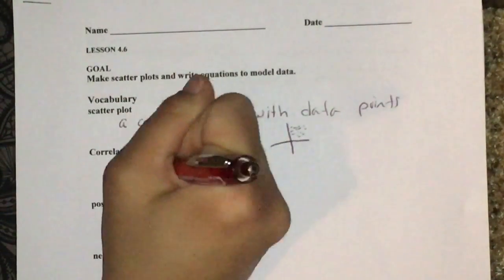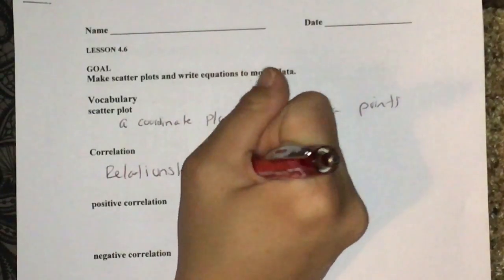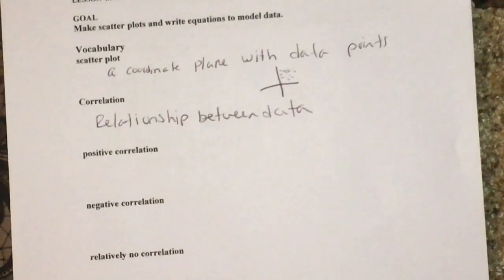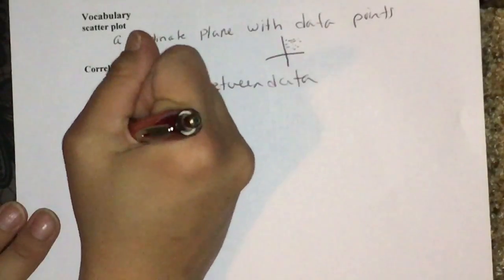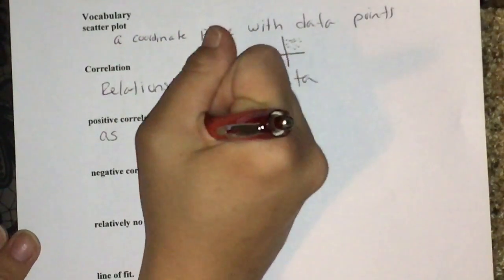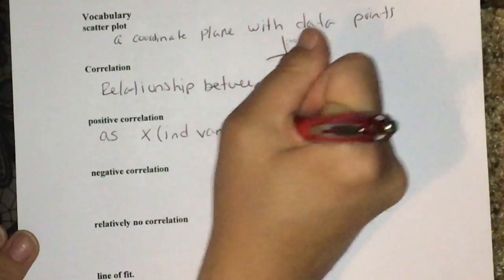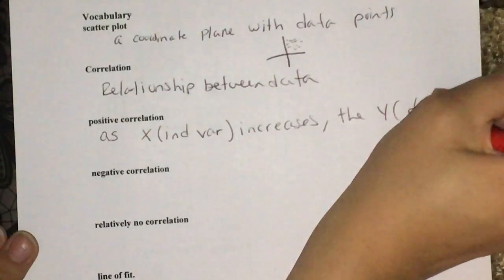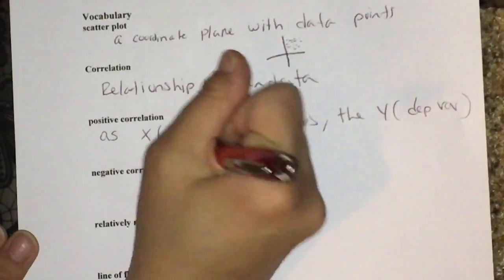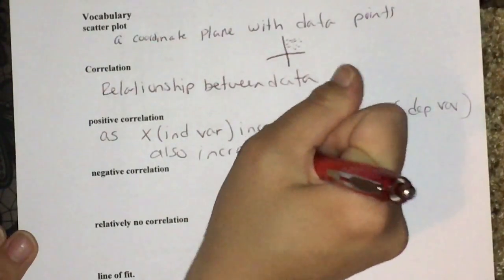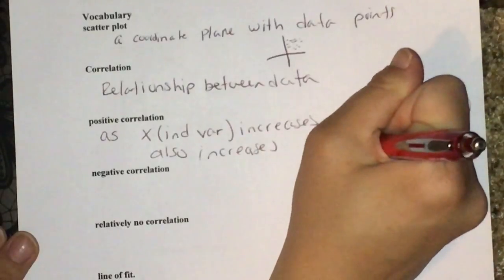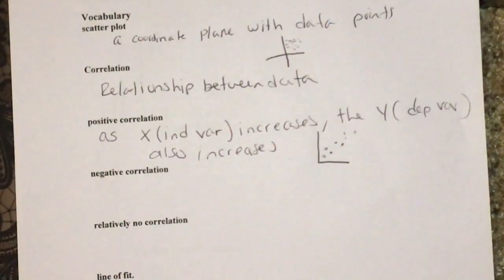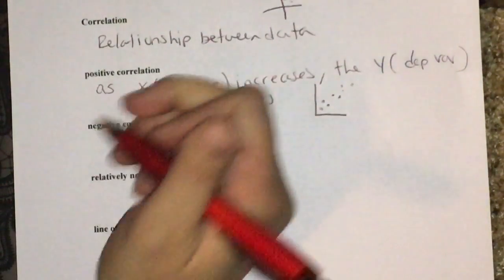Correlation means that there's some sort of a relationship between the data. A positive correlation means that as x, or the independent variable, increases, the y, or the dependent variable, also increases. In a coordinate plane, it would look something like this, almost as if it has a positive slope, the same thing as if we have a positive slope.